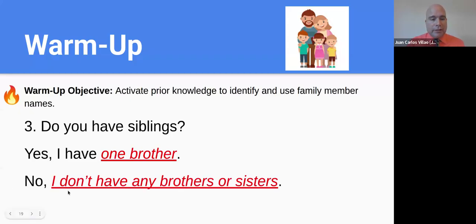So notice here, when you initiate with a no, you have to enforce a negative term to enforce that it's a negative statement. So I don't have any brothers or sisters. So we're going to discuss negative statements in a different lesson, but for now we'll just emphasize that depending on whether your answer is yes or no determines how you write the remaining of the sentence.